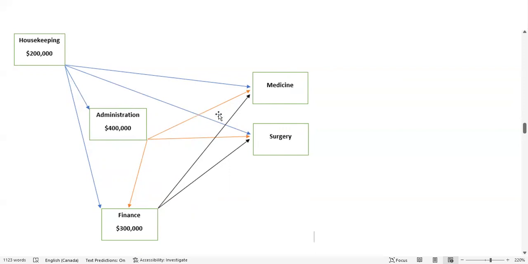For administration, it's the same. You can see the arrows are pointing to medicine and surgery and finance. And for finance, the arrows are pointing to medicine and surgery, to graphically demonstrate that allocation cost flows from housekeeping to administration to finance. So this demonstrates that the step-down method is a sequential step or stair step method for allocating cost.